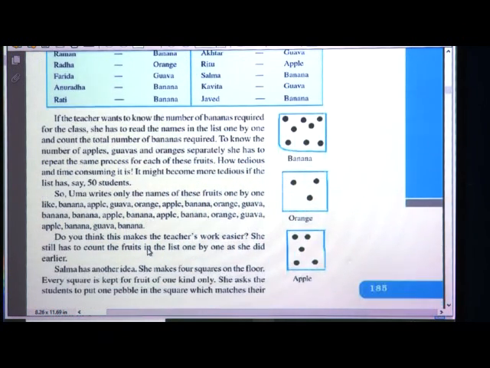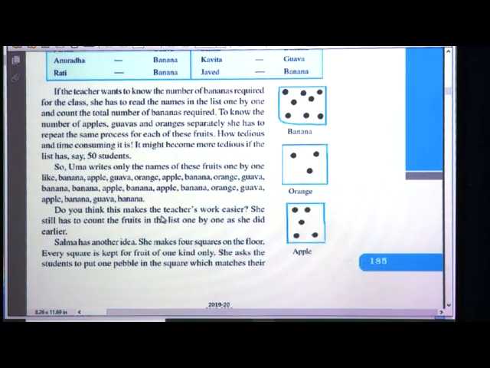Okay. So, do you think this makes the teacher's work easier? By this way, does the teacher's work get easier? Do you think? Yes, she still has to count the fruits in the list one by one as she did earlier. But the teacher's work has become a little easier, though she needs to count the fruits in the list.